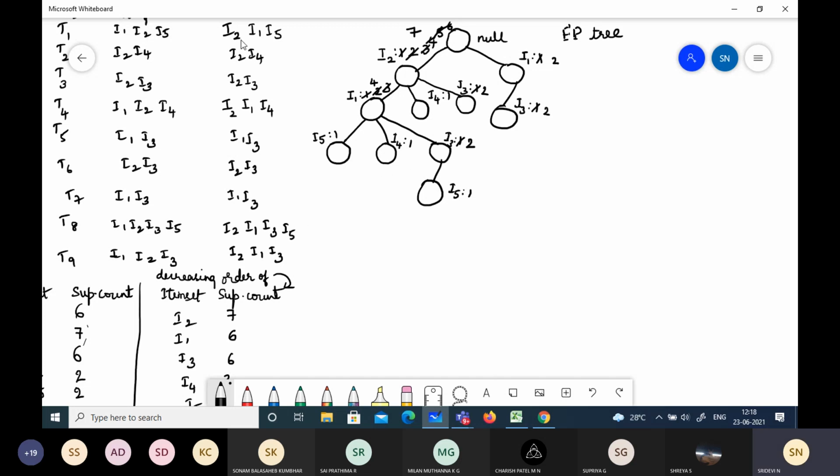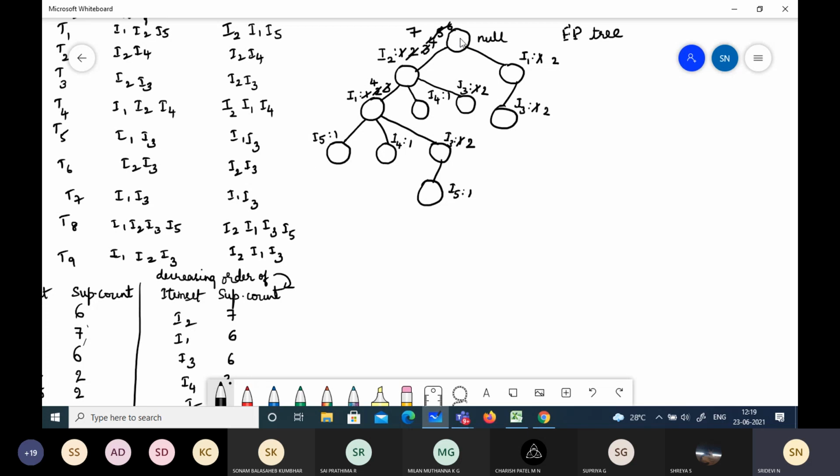Fine. So we have completed representing all the items in the form of an FP tree with their counts. Let's cross verify whether it is matching with this. I2 is 7, I1 is 4 here plus 2, which is 6. So I1 is also appearing 6 times. The support count is 6.